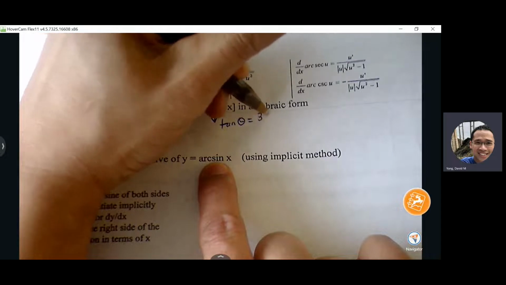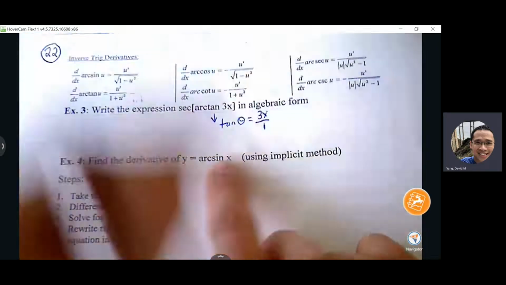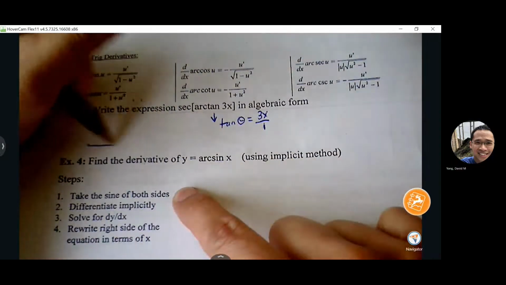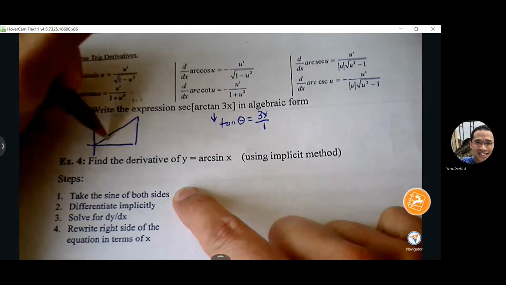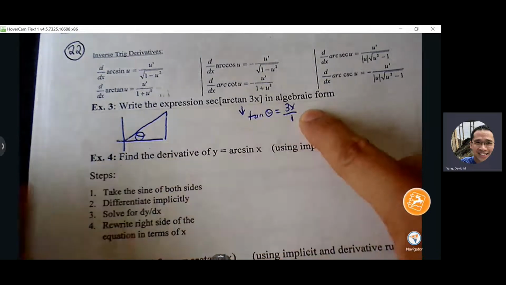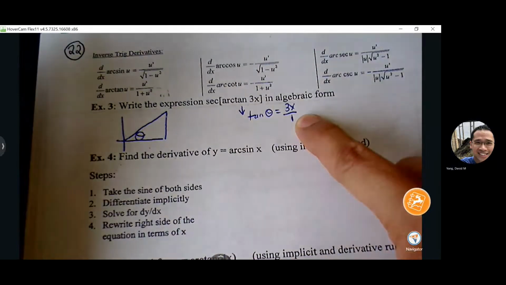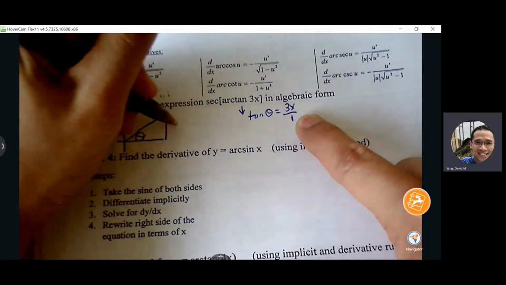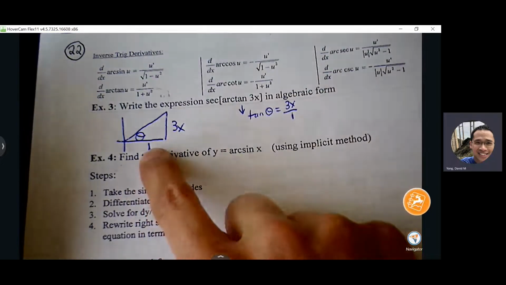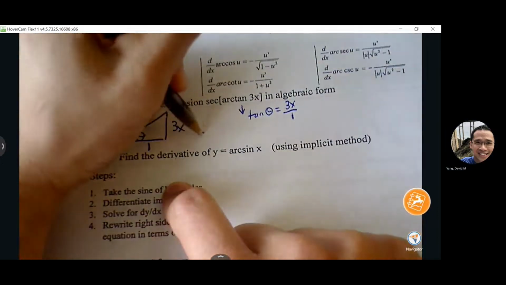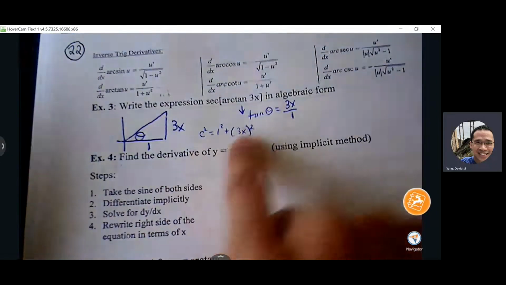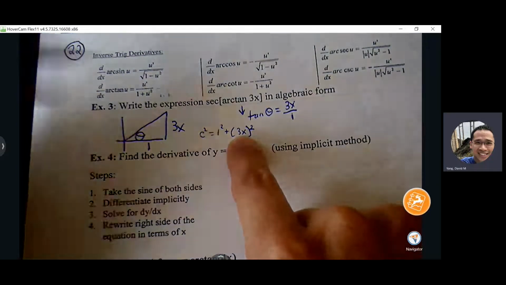what would the triangle look like if tangent of theta is equal to 3x over 1, right? We don't see a denominator. We can always put a 1 in the denominator. How can I fill out the triangle if tangent of theta is 3x over 1? Opposite over adjacent. Okay, Pythagorean theorem can help me find my hypotenuse. a squared plus b squared equals c squared. Make sure you square both the 3 and the x. This becomes 1 plus 9x squared.